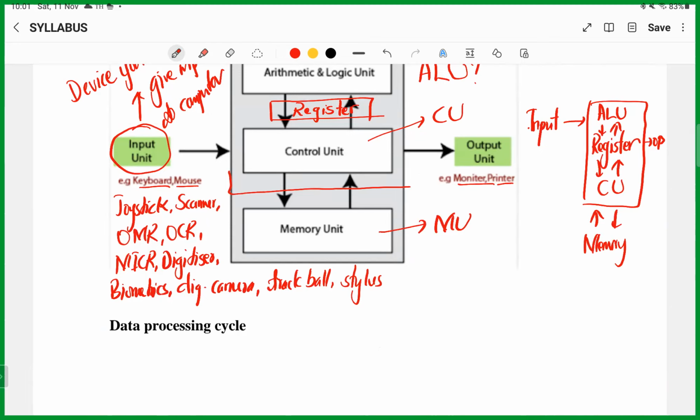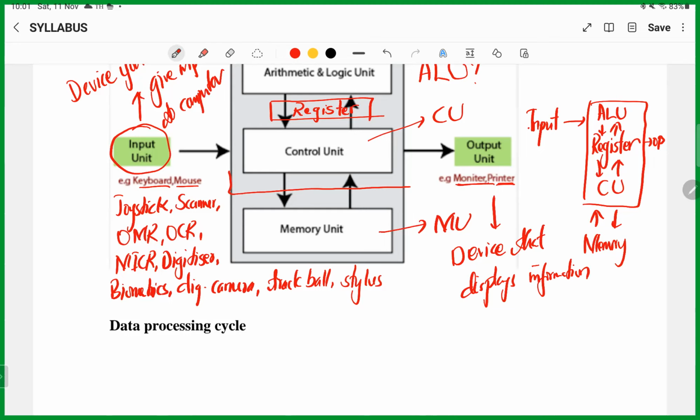Now, going to the output unit. What is output unit? A device that displays information, we call it an output unit. Device that displays information. The first and foremost thing is monitor. Then we have printer.